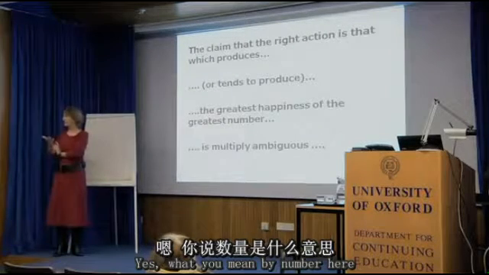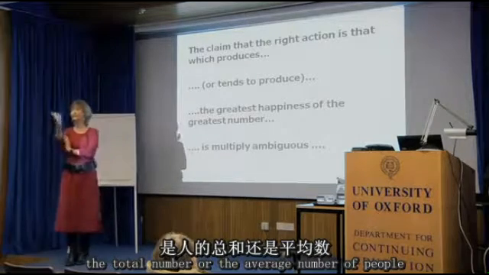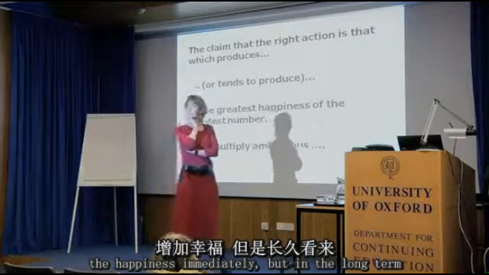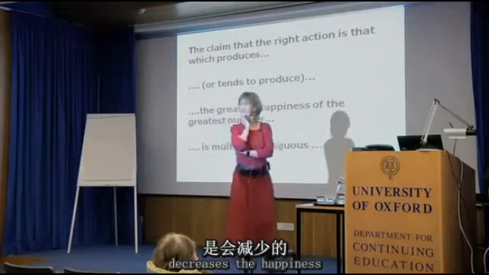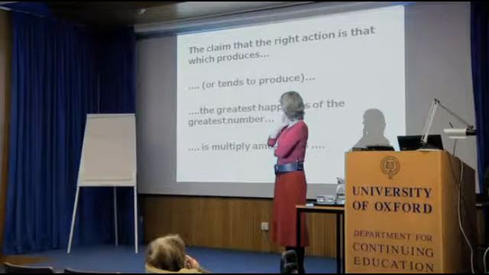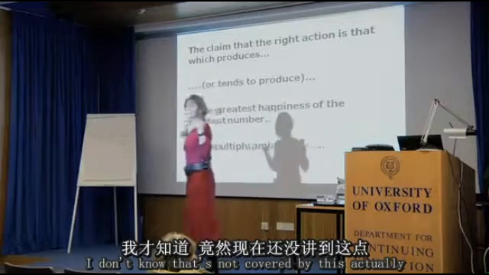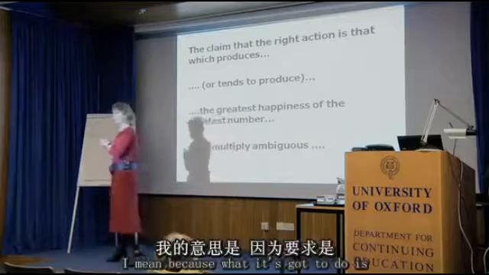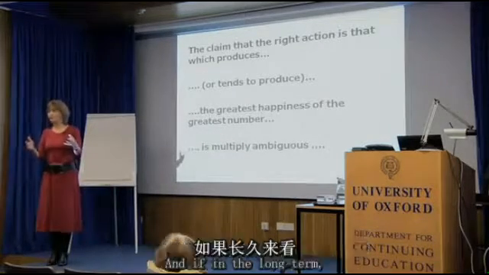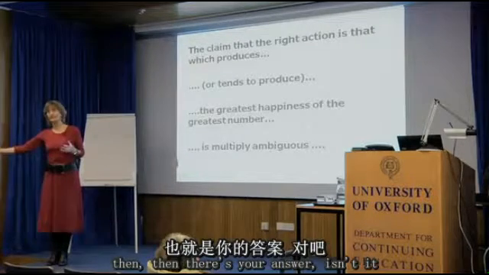Yes, what do you mean by number here? How many, are we talking about the total number or the average number of people? You might do something which increases the happiness immediately, but in the long term decreases the happiness. I don't know that that's not covered by this, actually. Because what it's got to do is produce the greatest happiness, the greatest number, full stop. And if in the long term it doesn't produce the greatest happiness, the greatest number, then there's your answer, isn't it?